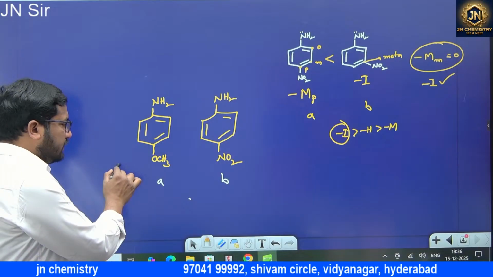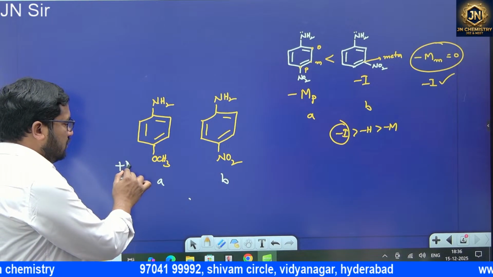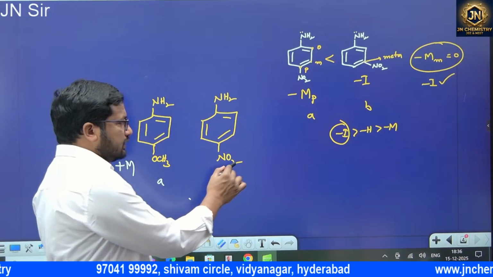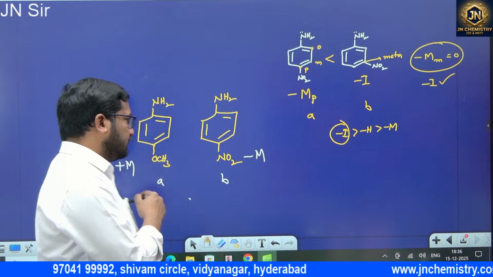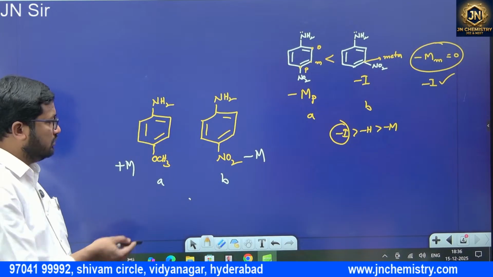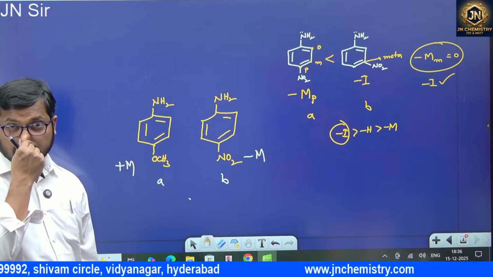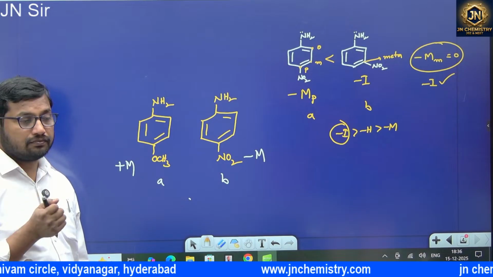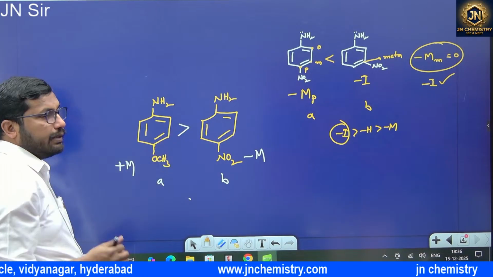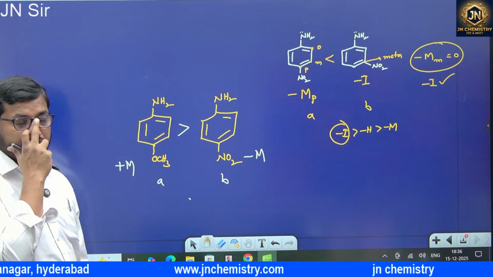Because OCH3, which nature? Plus M. NO2 is minus M, because both are para positions. What is the answer? A greater than B. A greater than B.